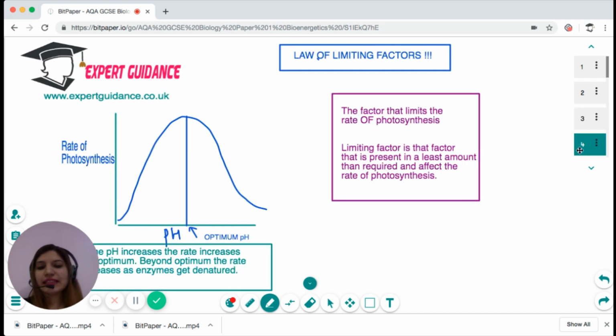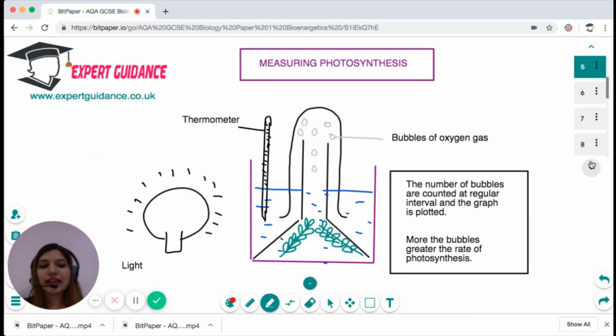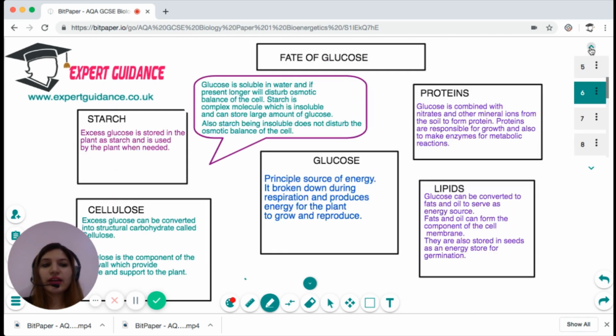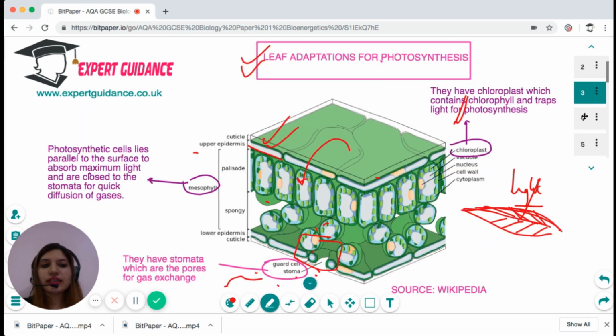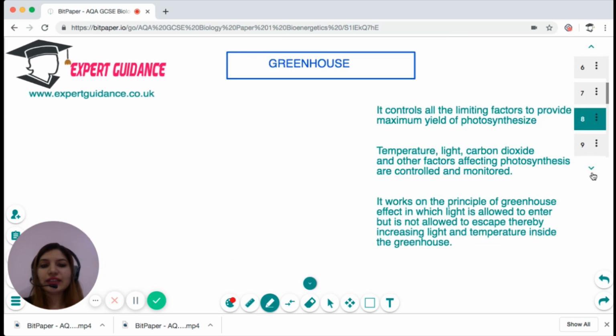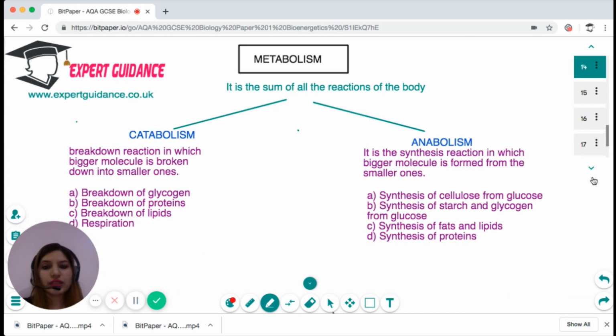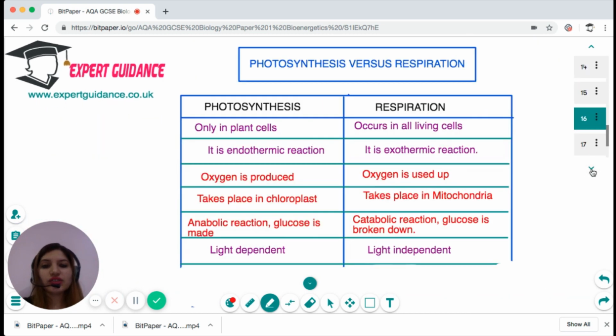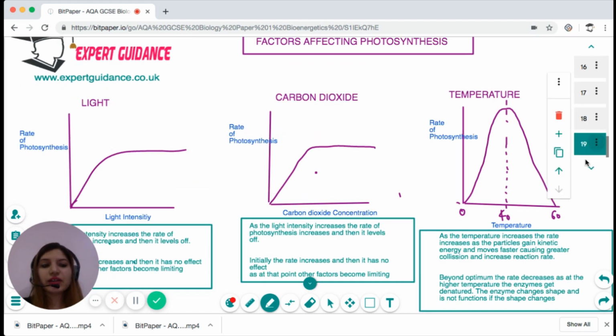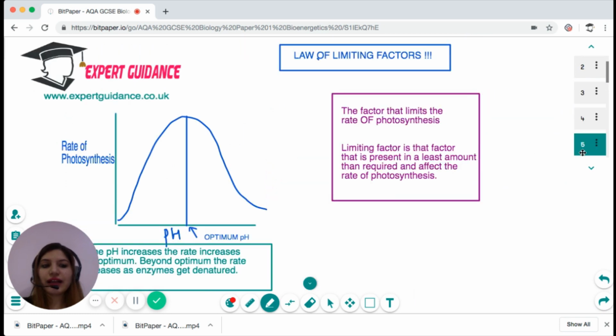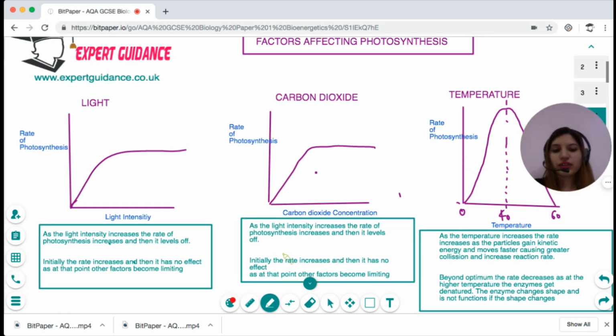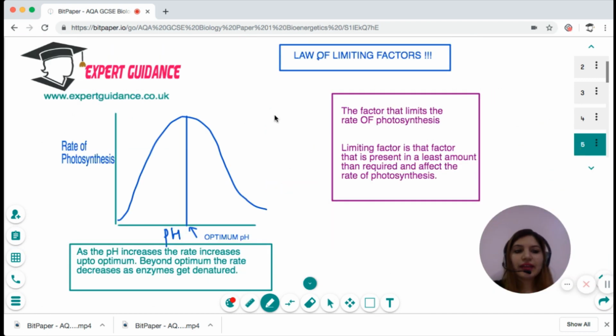Okay, next is, what are the factors that affect the rate of photosynthesis? Now, the factors that affect the rate of photosynthesis, you can easily see these are the factors which are actually affecting the photosynthesis. Okay, so if you see oxygen is required, carbon dioxide is required, water is required. So all these factors affect the rate of photosynthesis. Okay, so if we see here, these are the factors which are affecting the rate of photosynthesis. It is the light, carbon dioxide, temperature, and the pH.